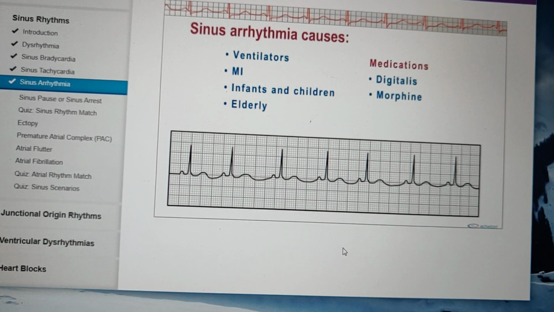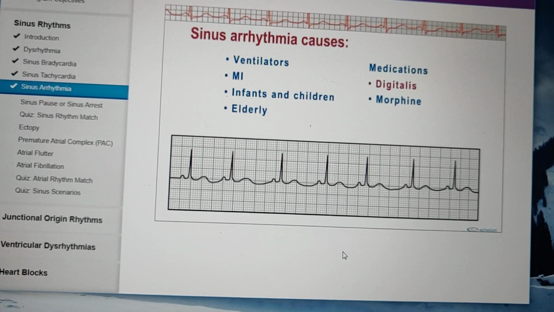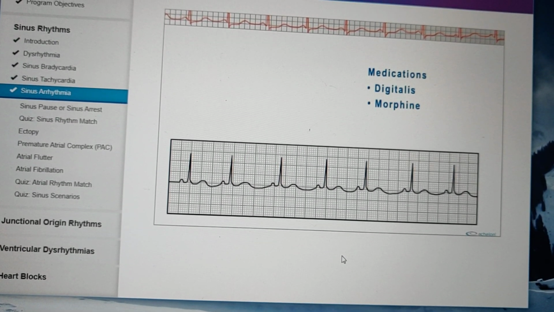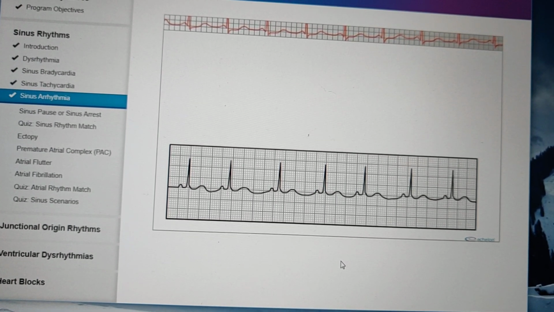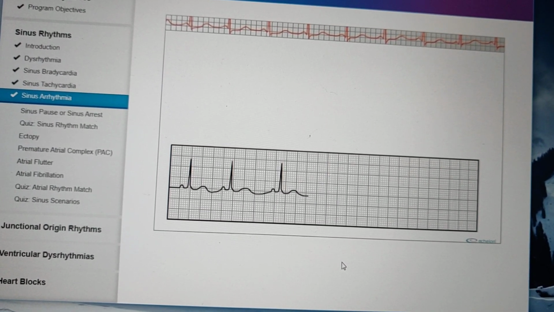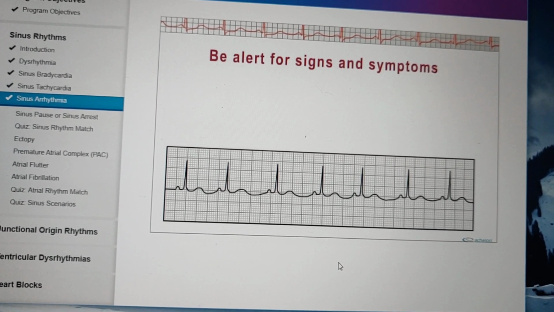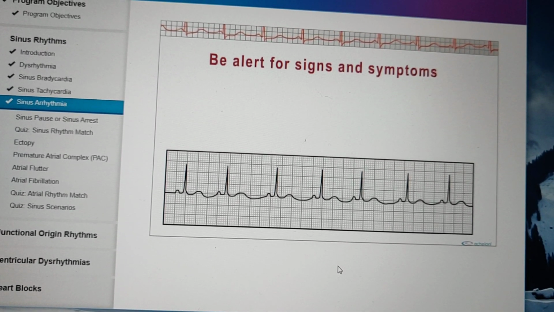There are also some medications that may cause arrhythmias, including digitalis and morphine. Sinus arrhythmias are generally benign and usually require no intervention. But as with all heart irregularities, you must be alert for problem signs and symptoms that may be present.